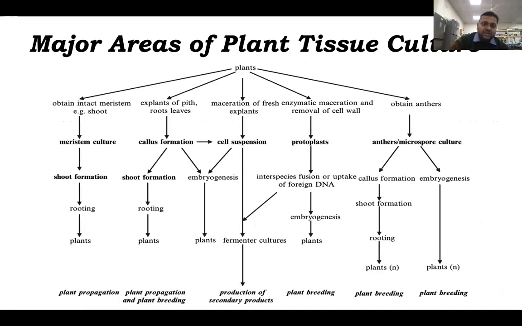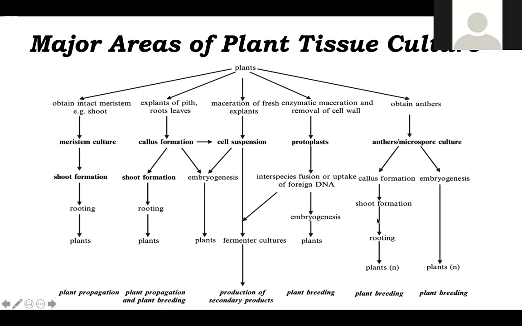And these are the major areas of plant tissue culture, the different variations of plant tissue culture that I was referring to earlier. So you have the intact meristem culture, you have the explants, different types of explants, and you have the cell suspension culture that can also be initiated from callus cultures. Then you have the protoplast culture and anther microspore culture, and they all can lead to plants by different pathways or different ways. And they all have their specific advantages or their specific requirements.